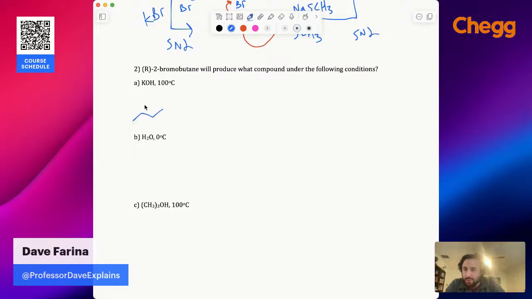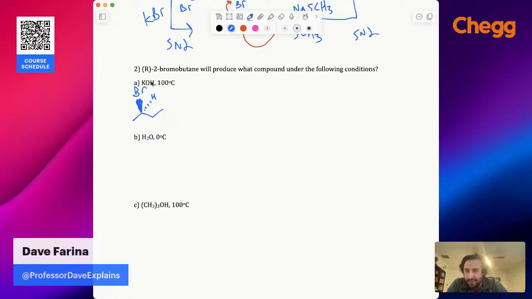We've got R-2-bromobutane. That's this. So it's 2-bromobutane, and this is R because, remember, under the Cahn-Ingold-Prelog convention, the bromo group would be priority 1. This carbon leading towards the ethyl would be priority 2. The methyl carbon would be priority 3, and the implied hydrogen would be priority 4. So this would go clockwise, R. So that's R-2-bromobutane. That will be the starting material for all three of these questions.